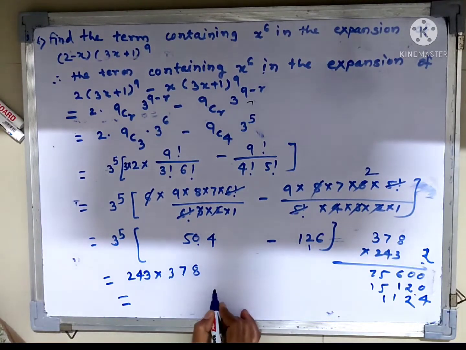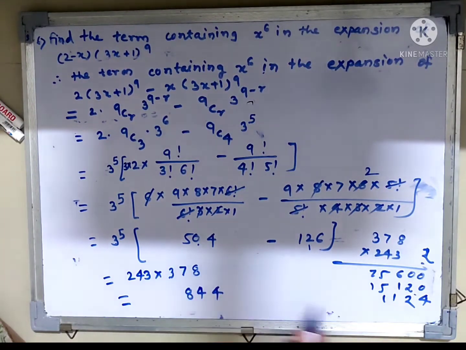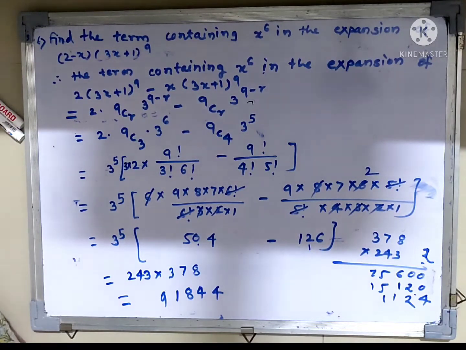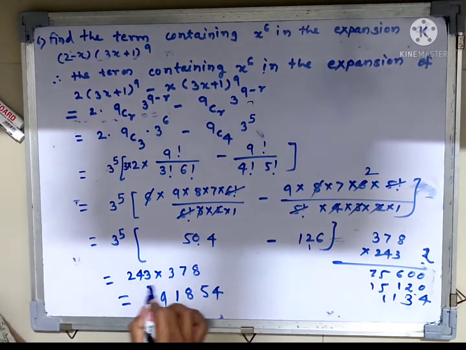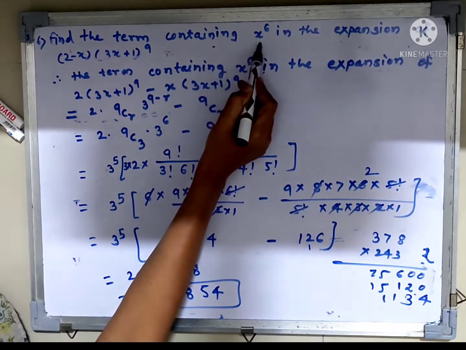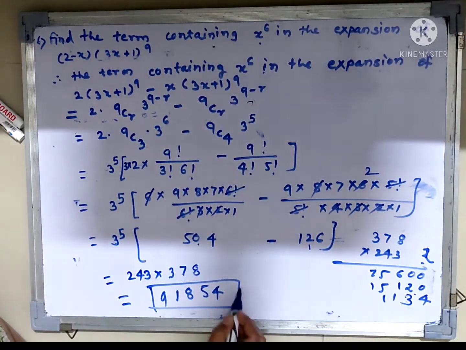Here totally the calculation is 4, 4, 8, 5, 5, 10, 11, 1 carry 9, 91, 8, 4, 4 or 5, 4. Here is a 3, means 5, 4. It is 91,854, answer. Therefore, the term containing x raised to 6 in the expansion of, so this is the x raised to 6 term. Okay.